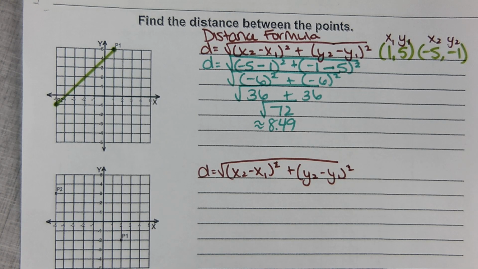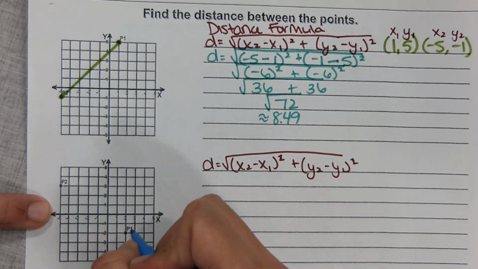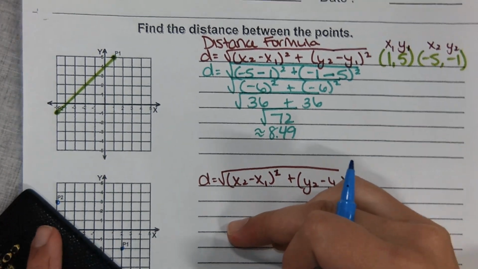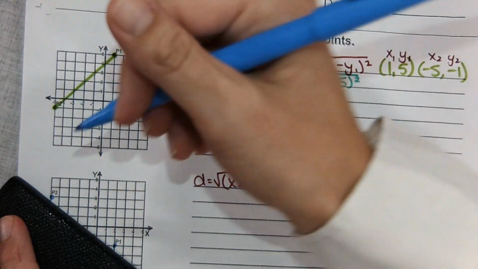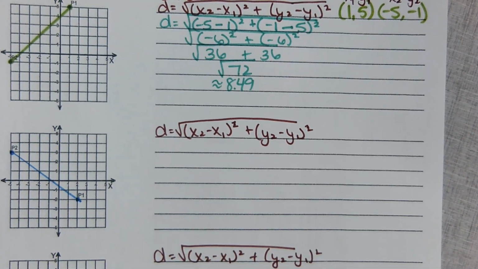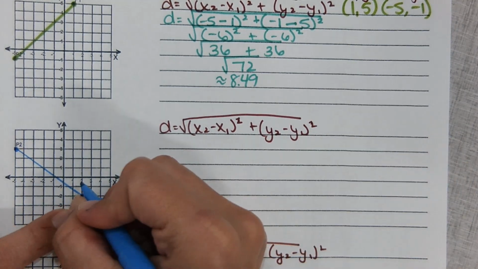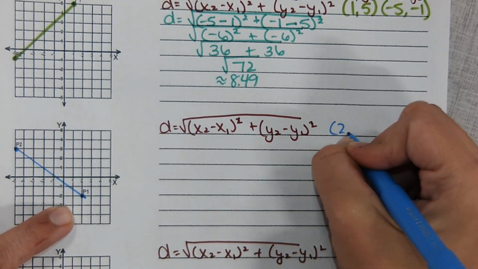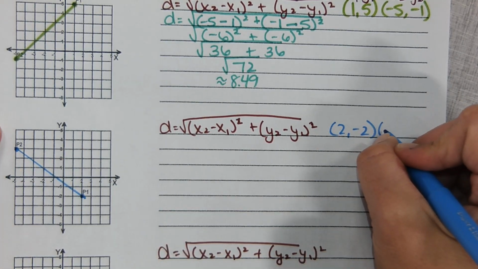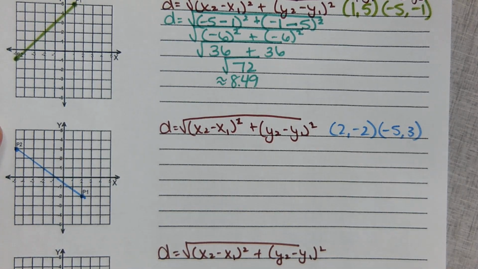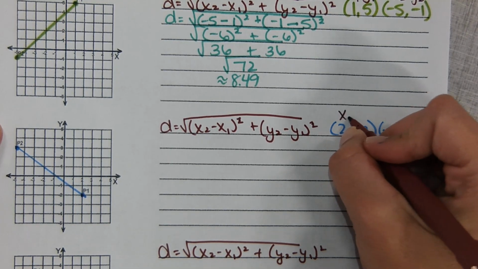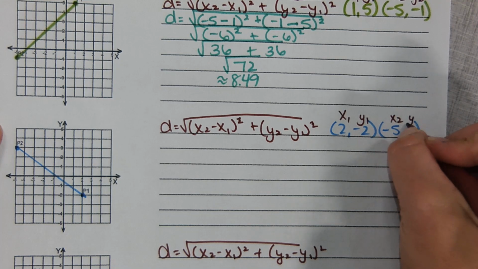Okay, then we repeat the steps. So here we have point 1 and point 2. Connect your dots. Give you a visual. Finding the length of this line. Point 1 is at (2, -2). And point 2 is at (-5, 3). Then make sure to label your points x1, y1, x2, y2.